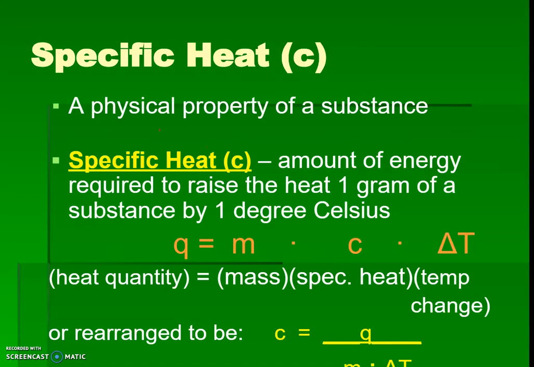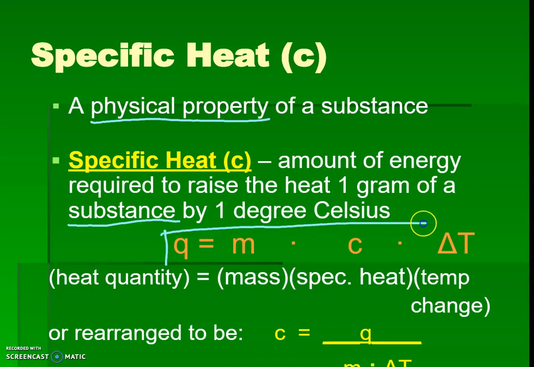So the specific heat is a physical property which can be used to differentiate between lots of different substances. Specific heat is given the symbol lowercase c. Capital C is reserved for carbon, and it's the amount of energy required to raise the heat of 1 gram of a substance by 1 degree Celsius. And we use this equation here in order to figure that out.